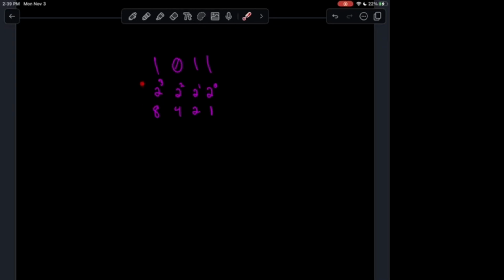What we're trying to see is what we're multiplying by. So here, 8 times 1, then 4 times 0, 2 times 1, and then 1 times 1. So 8 times 1 is 8, plus 4 times 0 is 0, plus 2 times 1 is 2, plus 1 times 1 is 1. Then we just add all of this up.